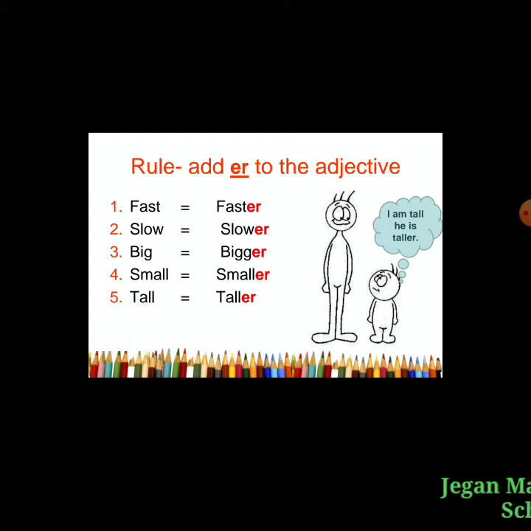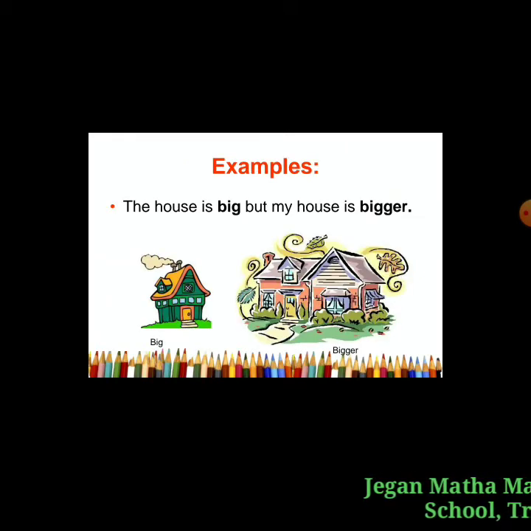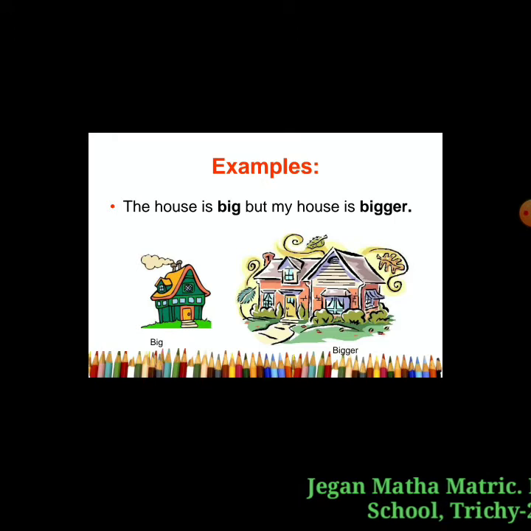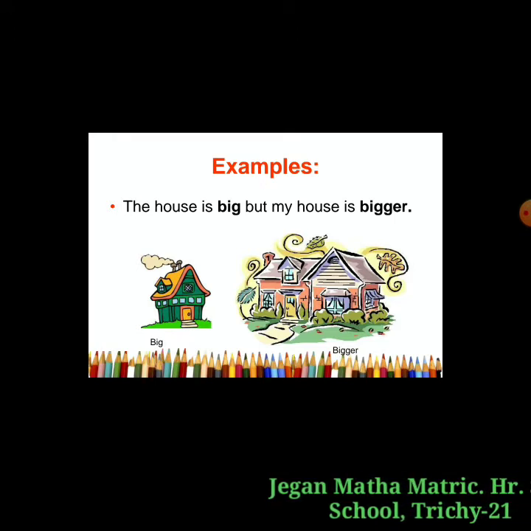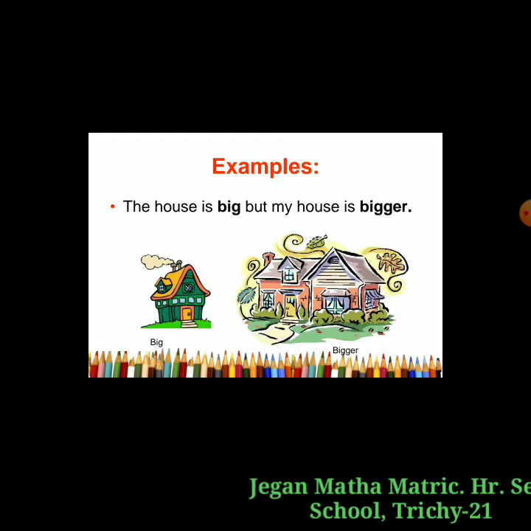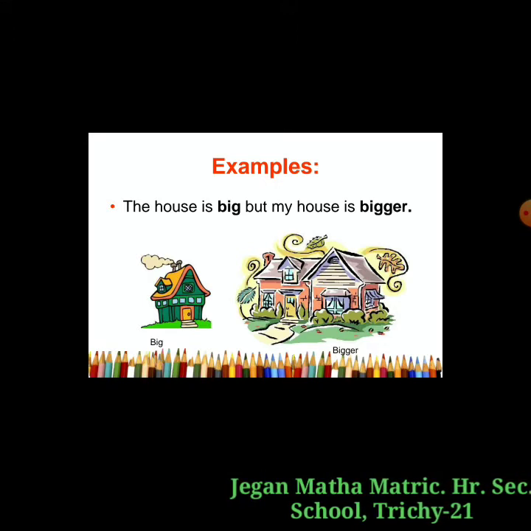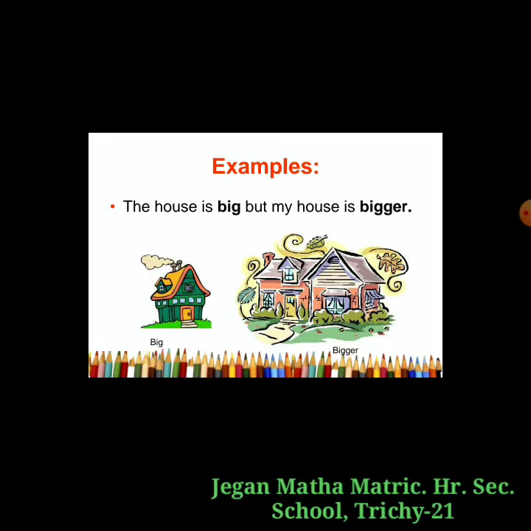I am tall, that is positive degree. He is taller, with er. So that is comparative degree. Examples: the house is big, but my house is bigger. My house is bigger than that house. So that compares two persons or things. It is called comparative degree.